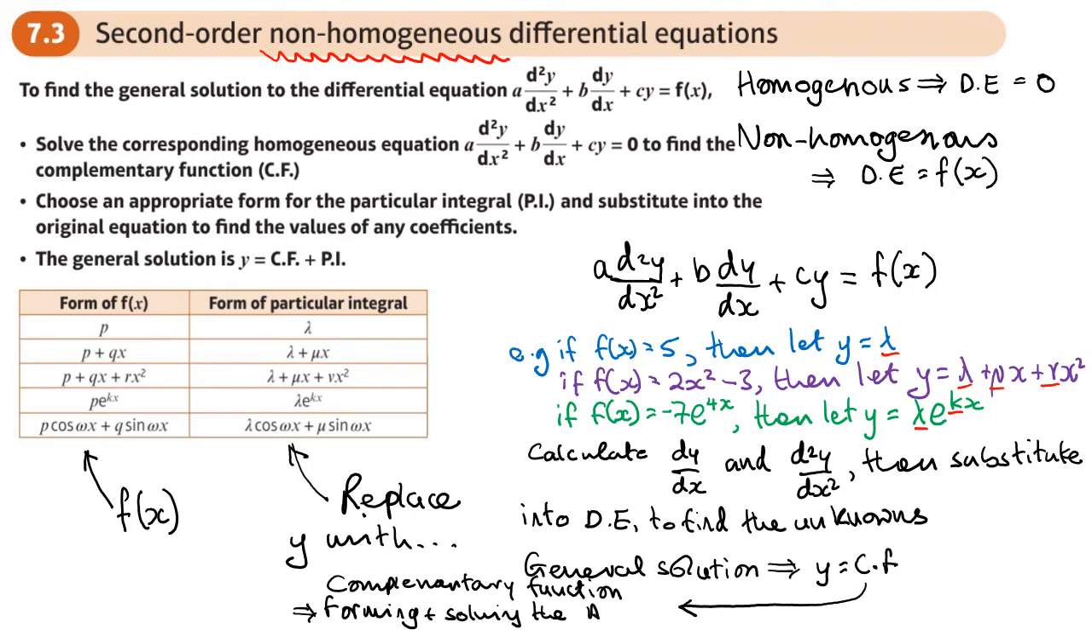the auxiliary equation. So this is pretty much what we did in the last section. When you form and solve the auxiliary equation, that gives you the general solution to a homogeneous differential equation. That's what we did in the last section, and we call that the complementary function. That's half of our answer, plus PI. PI is short for the particular integral.